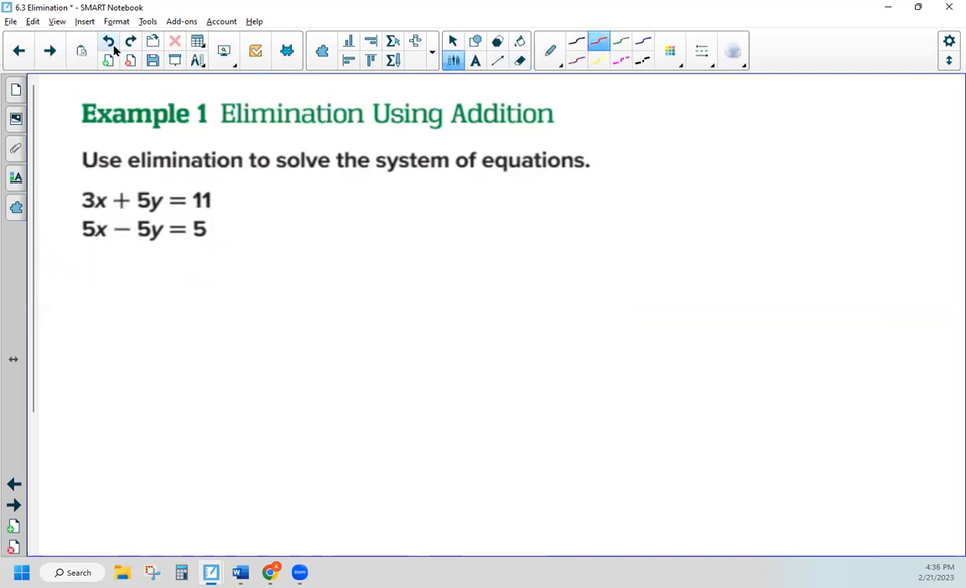Step number 2 is looking for coefficients that match, meaning the same number. That's a 3 and that's a 5, not the same number. That's a 5 and that's a 5. That's exactly what I want. I'm going to go ahead and create a line right here. And I'm going to ask myself, I have a +5 and a -5. How will these 2 eliminate? Do I add them or do I subtract them?